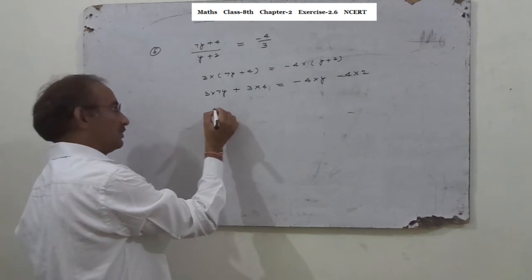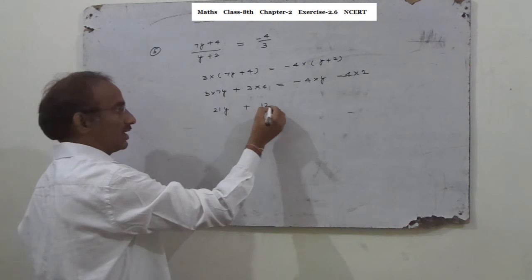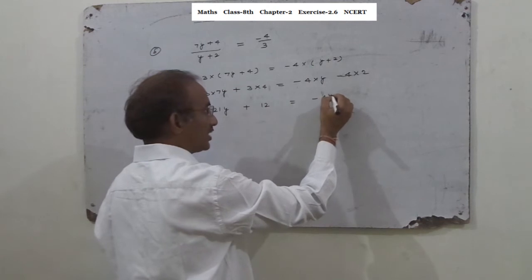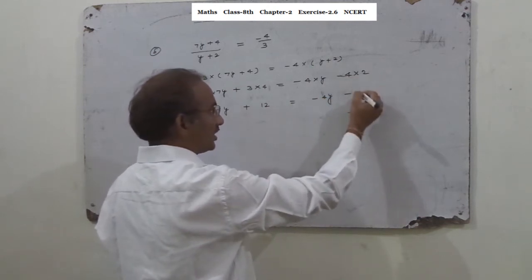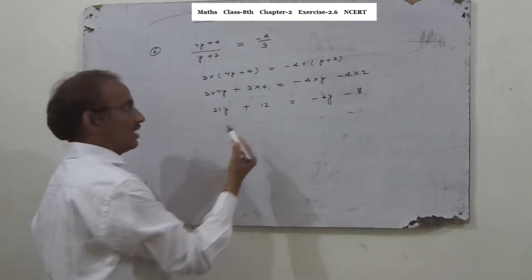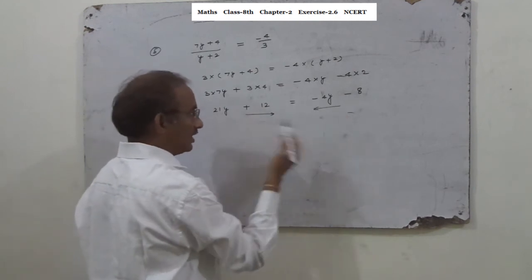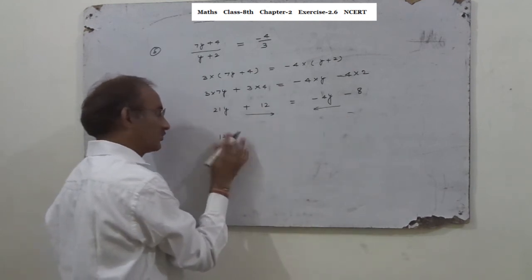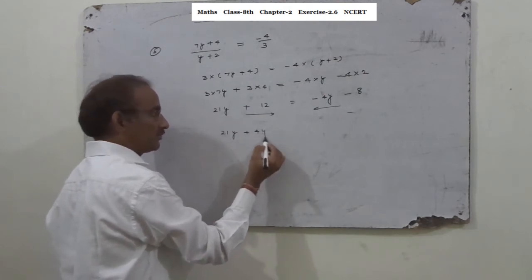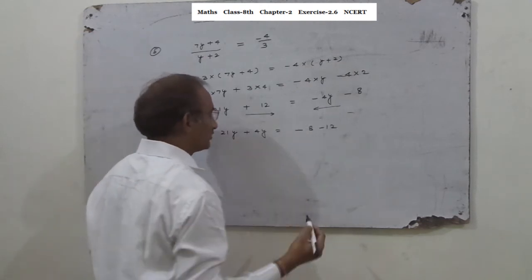3 is multiplied with 7y, so here we get 21y. 3 fours are 12, so we write plus 12, and this changes into minus 4y, and it becomes 4y to the 8. Now transposing plus 12 to the right hand side and minus 4y to the left hand side, we get 21y plus 4y equal minus 8 and minus 12.